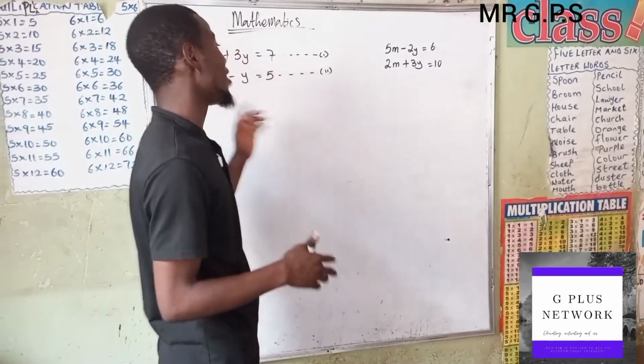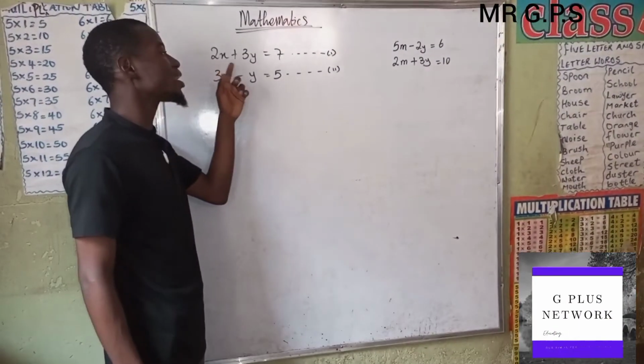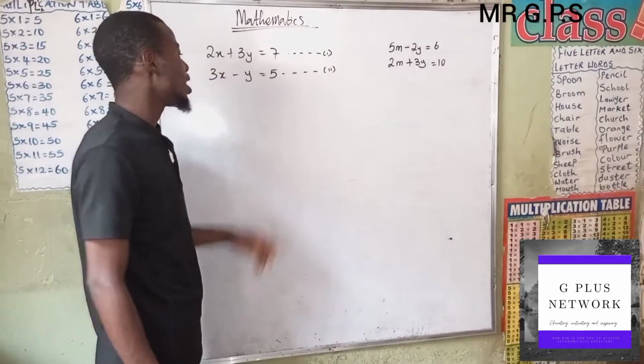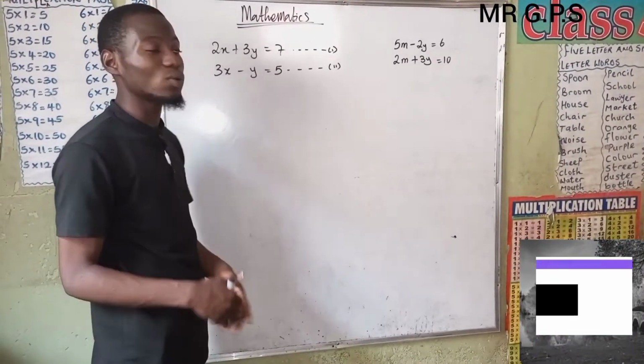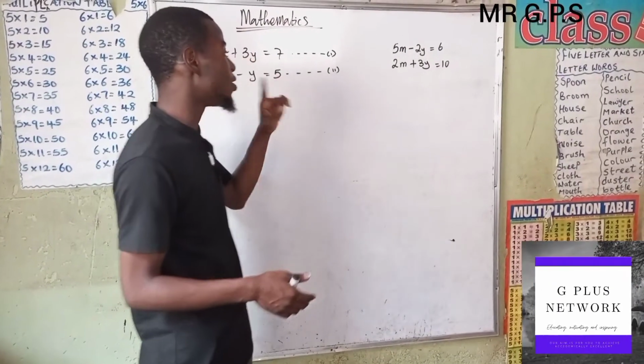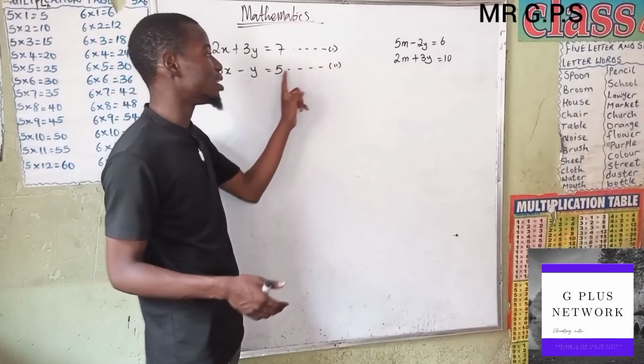Now let's move. We have a question here which says 2x plus 3y equals to 7 and 3x minus y equals to 5. Which we label for us. That's the first thing, equation 1 and equation 2.